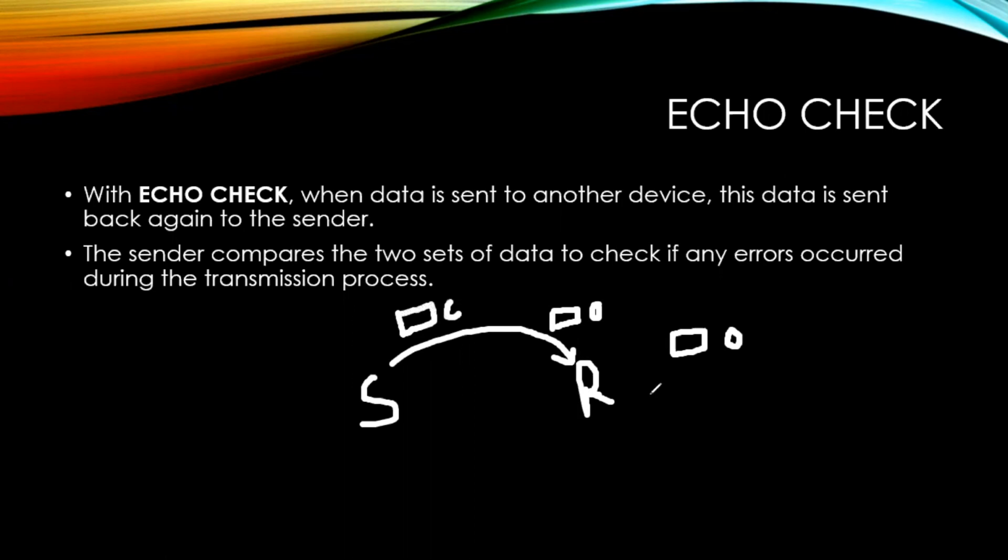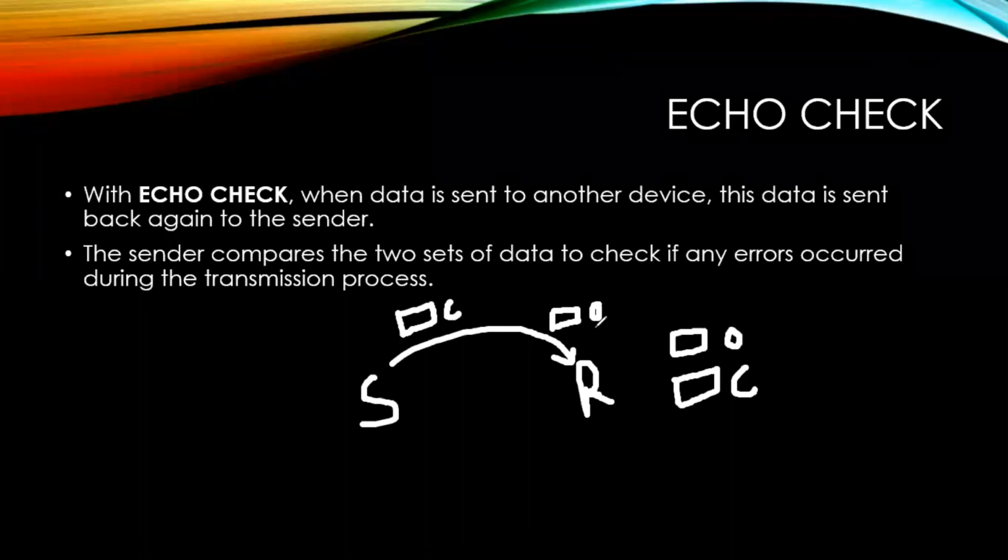Now, the original packet will be compared to the exact copy of the packet. If they are the same, no errors. If they're not the same, there have been errors. So what may happen if I'm sending a packet to a given receiver or device, that original packet may be intercepted by a hacker, or an error in transmission may occur. But by sending a copy of that packet, I can easily compare whether errors have occurred.